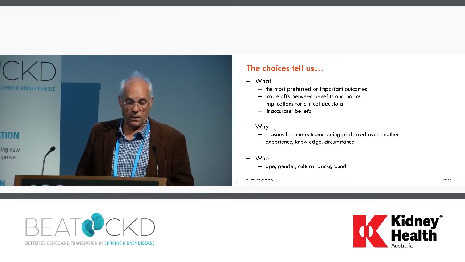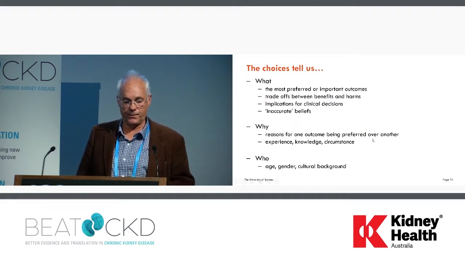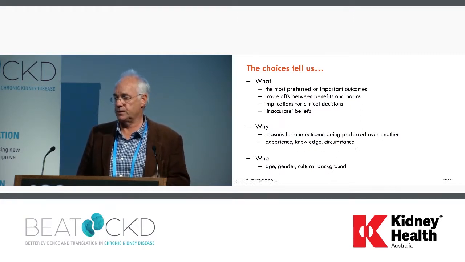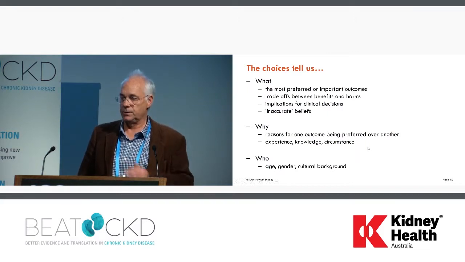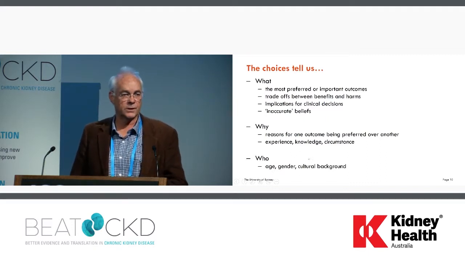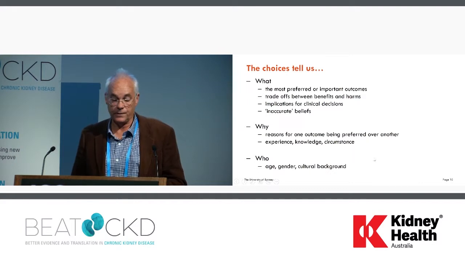Also, what's of value is the why. Why are those choices made? Why do people prefer one outcome over another, what are the reasons for it? Because it can be based on experience, knowledge, circumstance, and it's really useful to try to tease that out. And the who bit: gender, cultural background, and age are all issues that we can tease out to look at how preferences vary.